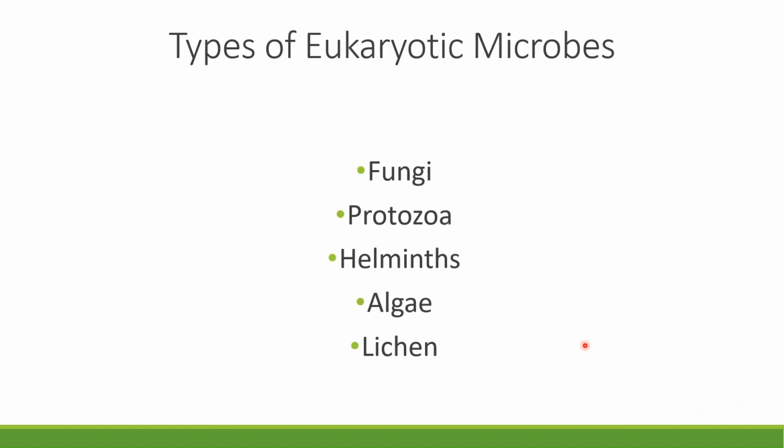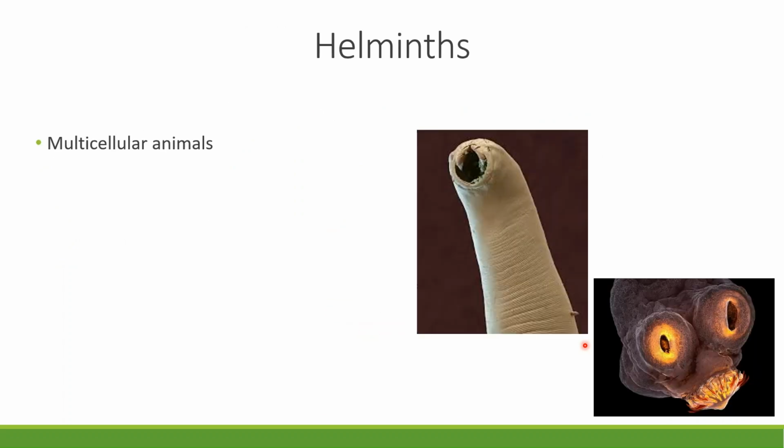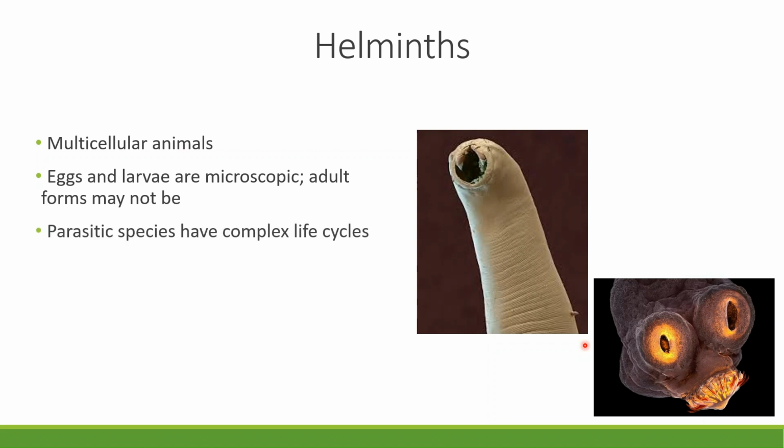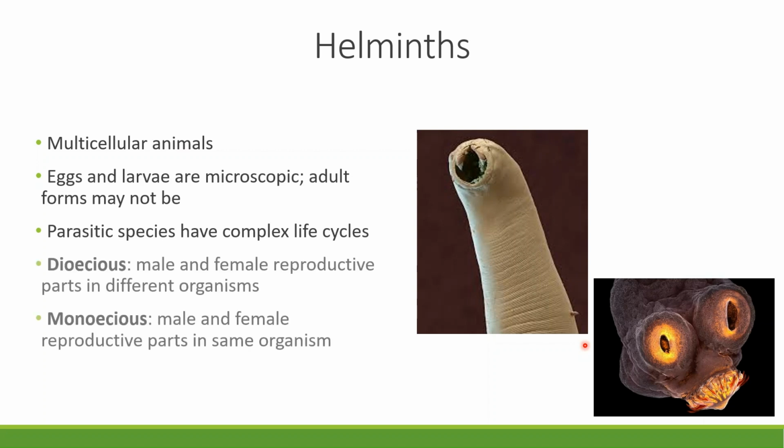All right, so that covers fungi and protozoa. Let's go over the helminths next. Helminths are multicellular, and they are considered animals. So we're getting a little bit more complex here. They produce eggs, and they have larvae, and these are the microscopic components of our helminths. But they also have adult forms, which may not be entirely microscopic. They're a parasitic species, and they have complex life cycles, as do most parasitic organisms.